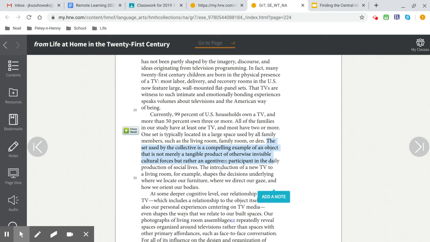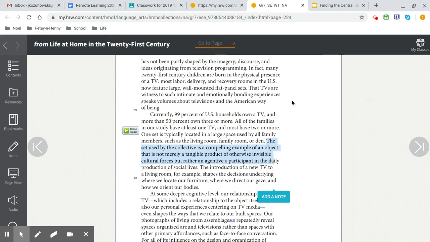So this is how the TV affects the people in our family. That would be like the central idea of the text, right? How the television impacts people in our family, right? And that's it. It's that simple.